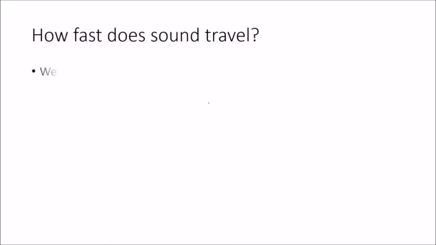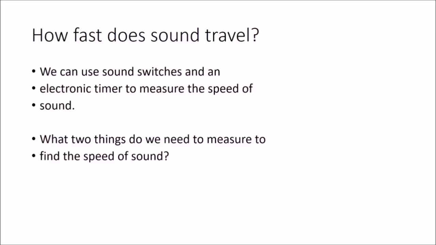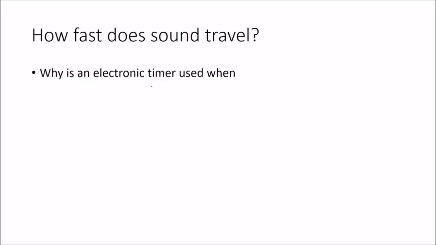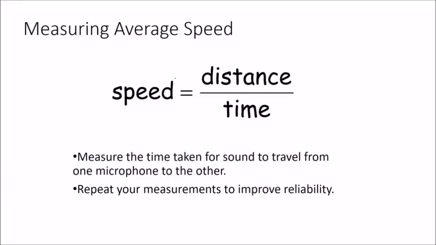How fast does sound travel? You can use the sound switches and an electronic timer to measure the speed of the sound. So what two things do we need to measure to find the speed of the sound? Distance traveled and the time taken. So why is an electronic timer used when measuring the speed of the sound? Let us measure the average speed. Speed is equal to distance by time.